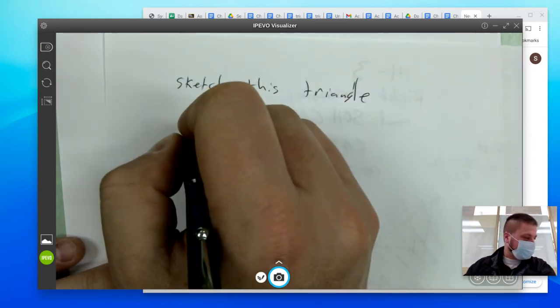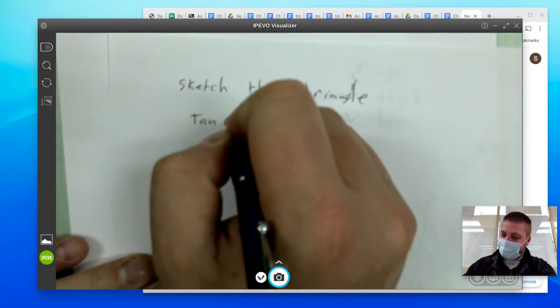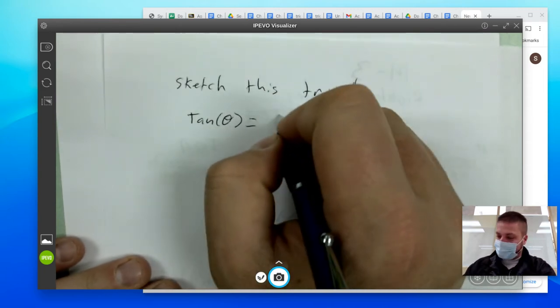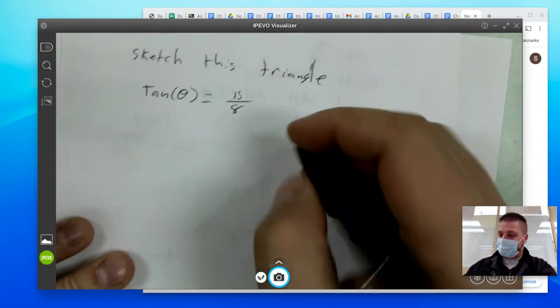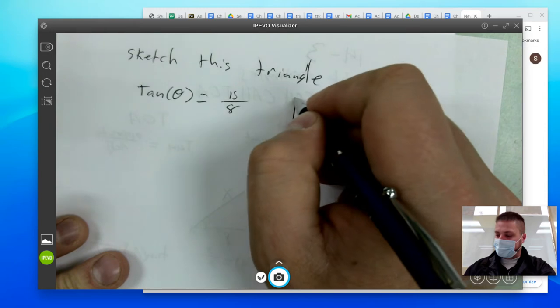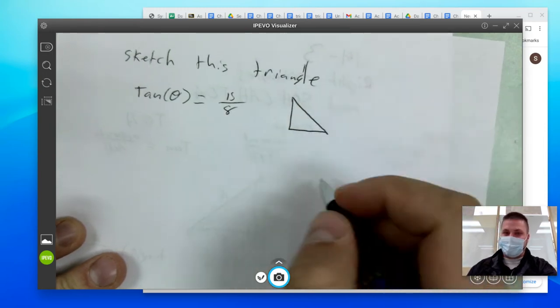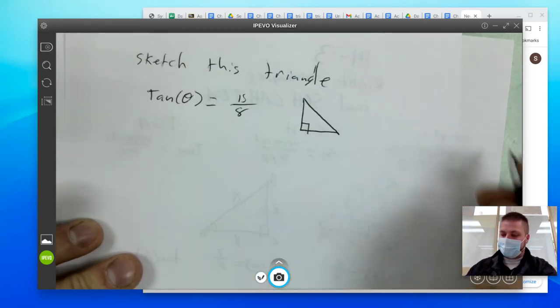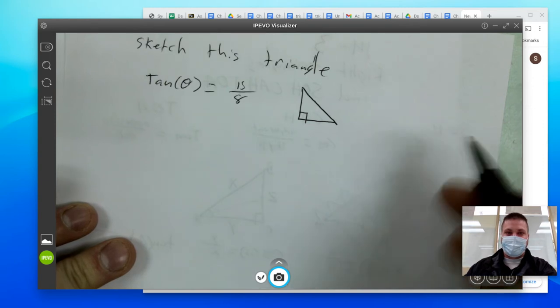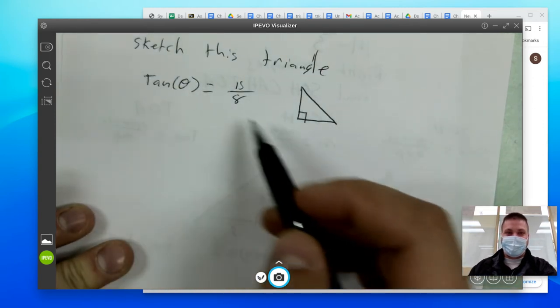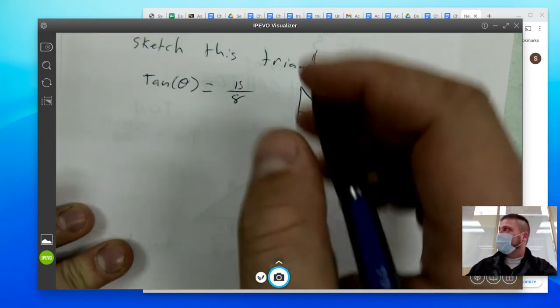And they might tell you something like that the tan of theta is equal to 15 over 8. Okay, so first of all, if they're talking about sine, cosine, and tangent or trig functions, you know it's a right angle. Okay, all you need to do is measure which angle theta is, and then fill in these sides and figure out the rest.